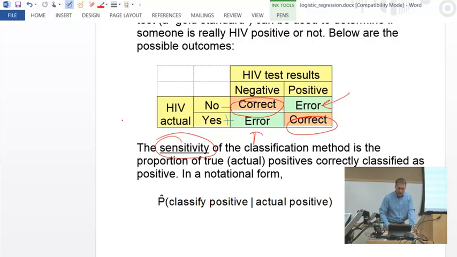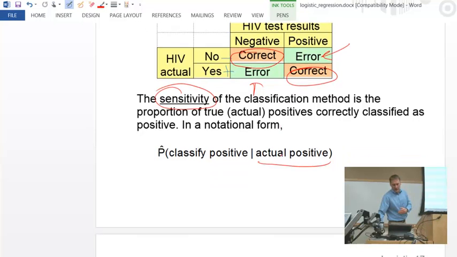Simply, it's this. I'll talk about it in terms of this HIV example. Given that a person is actually positive, what's the estimated probability that they're going to be classified as positive? Notice that this is a conditional probability. Another way to word this is: what's the proportion of these true positive individuals that the test actually says are positive? So given truly positive, what's the proportion that are predicted as positive?